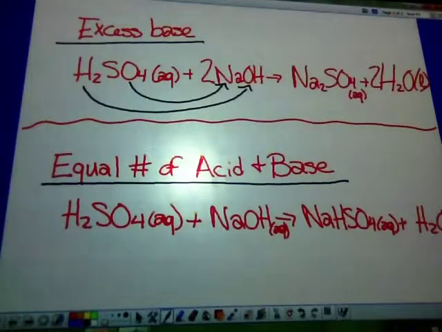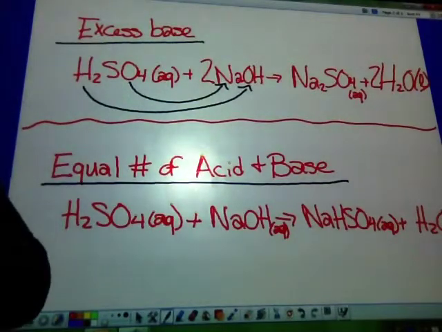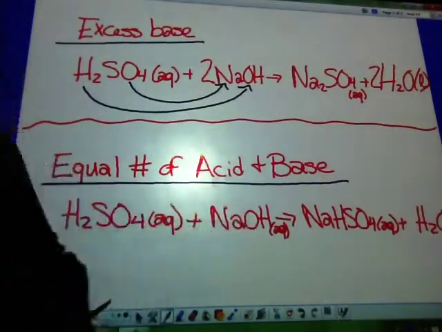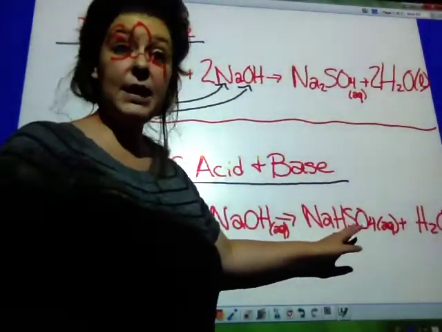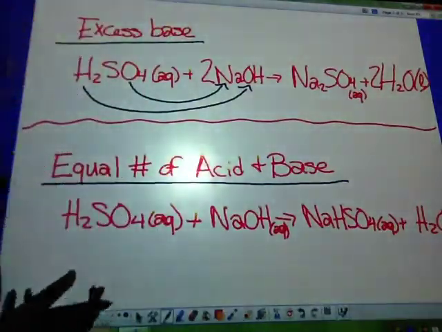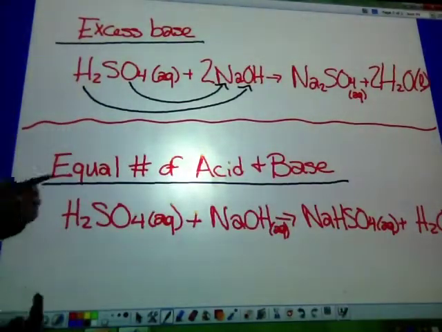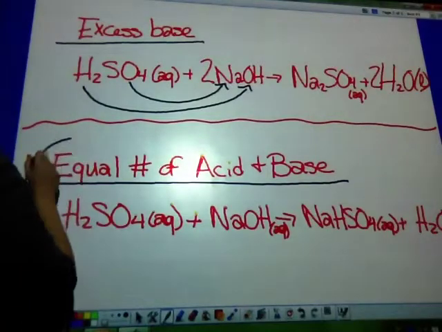So if I mix an equal number of moles or an equal concentration of acid and base together, then what ends up happening is not all of that hydrogen from the acid is going to react with the OH from the base. So because of that, I have this hydrogen that's going to be carried over in the salt. That will happen every time when I see this equal number of acid and base, or equal concentrations of acids and bases, or equal moles of acids and bases, okay?